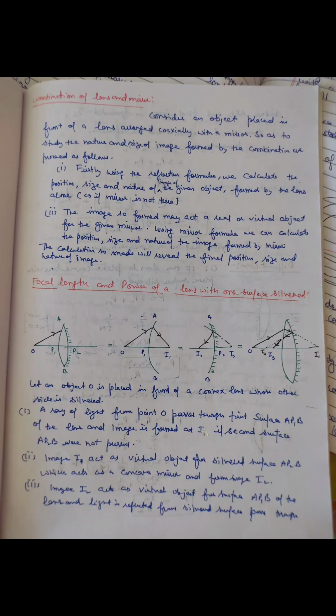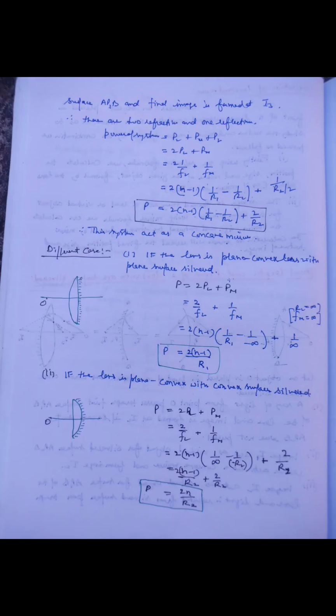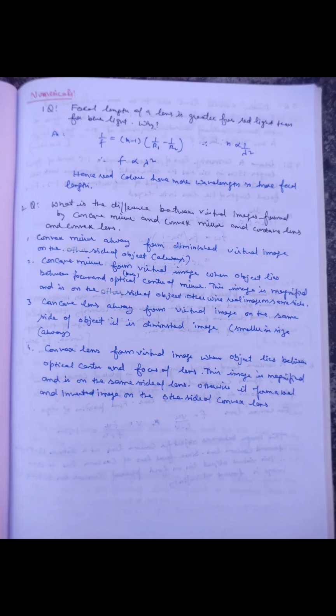We can combine a lens with a mirror. The image formed by the lens acts as an object for the mirror and it makes the final image. We can find the power of the combination of lenses or mirror.